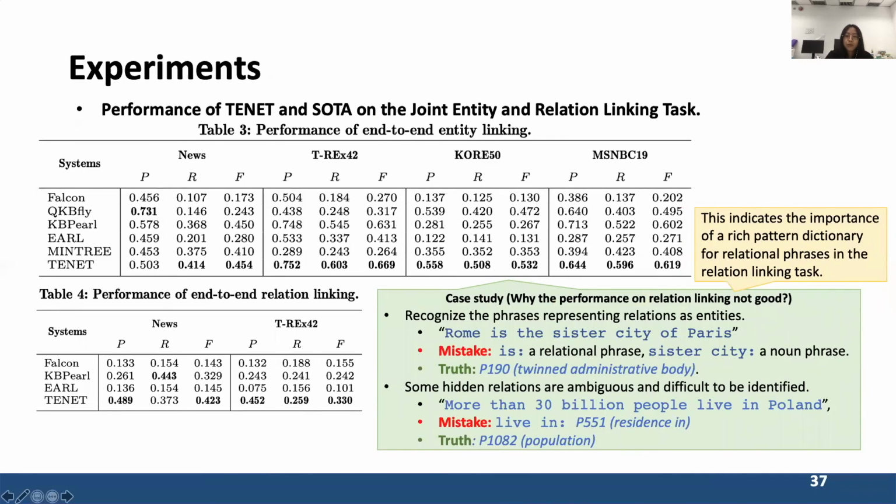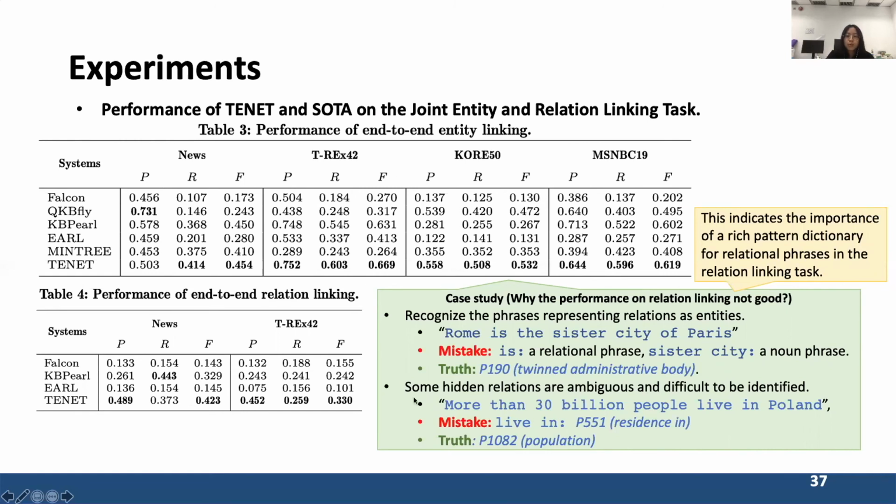Here is the performance of TENET and SOTA on the joint entity and relation linking task. To summarize, compared with the systems that disambiguate each mention separately, the systems that preserve global or partial coherence achieved better performance on F1 score. Our system TENET achieved the best F1 score on all the datasets.